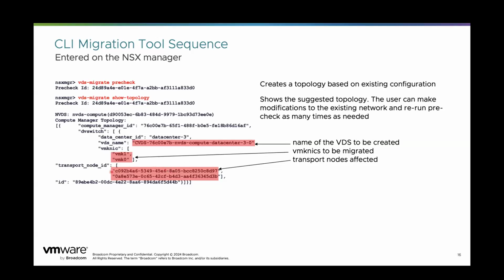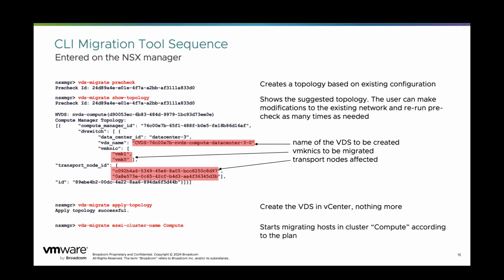And finally, you have the list of the transport nodes that are involved. I have a super simple lab with just 2 hosts, so that's what you see here. When you're happy with your topology, here I'm happy, I have a single VDS for my 2 hosts. It could have been 2. I'm applying the topology, which is just going to create the VDS in vCenter. And finally, I start the migration. This is initiated on a per cluster basis. You put the name of the cluster, and it's going to do the migration on this cluster. I'll show you a recorded demo for this, so just hold on to this.